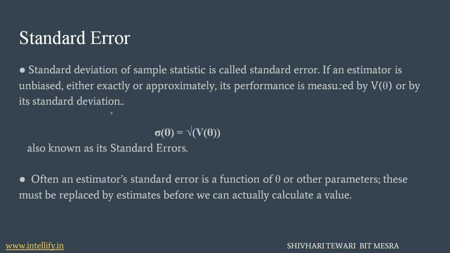Now, what kind of errors happen in statistical inference? Number one is standard error. The standard deviation of sample statistics is called standard error. If an estimator is unbiased, either exactly or approximately, its performance is measured by V(theta), by its standard deviation. So here's the formula of a standard error. Calculating the standard error, that is sigma theta equals the square root of V(theta), which is also known as standard error or standard deviation.